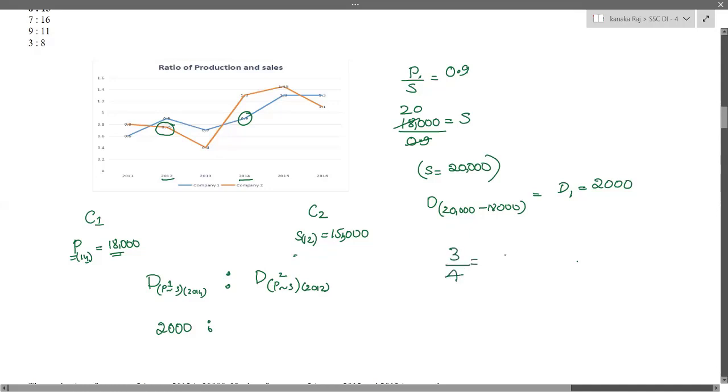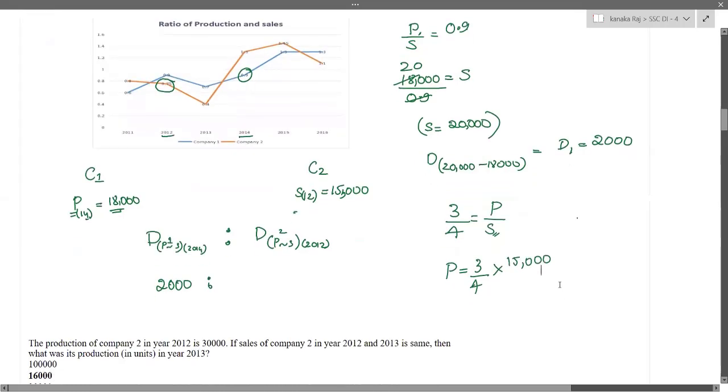So what is 3 by 4? Production to sales ratio. Now I know that sales is equal to 15,000. So if I replace this, what will I get my production as? Production will be equal to 3 by 4 into sales, going on to the other side. And what is the value of sales? Sales for company 2 is 15,000 in the year 2012.